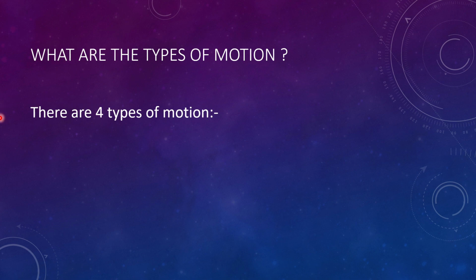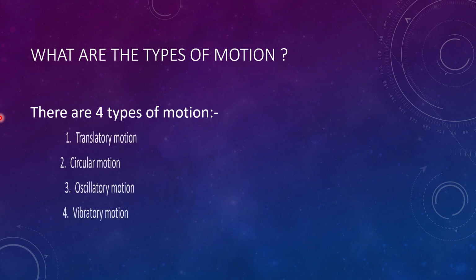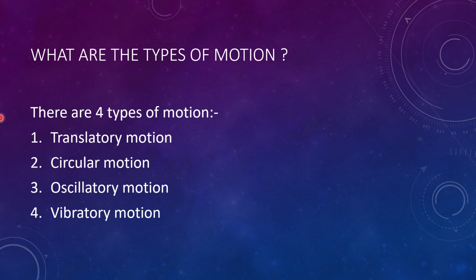So, what are the types of motion? There are 4 types of motion. If you know them, please write it in the comment box. Okay, so the first type is translatory motion, then circular motion, oscillatory motion, and vibratory motion. So don't worry, I'll explain all these 4 types of motion in the next slides.